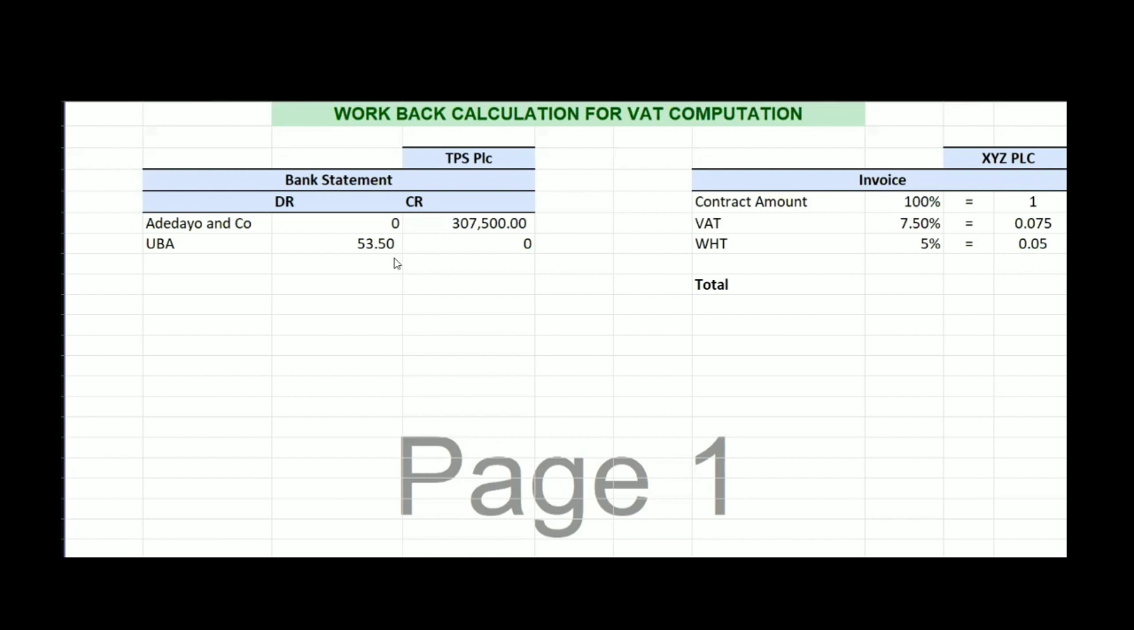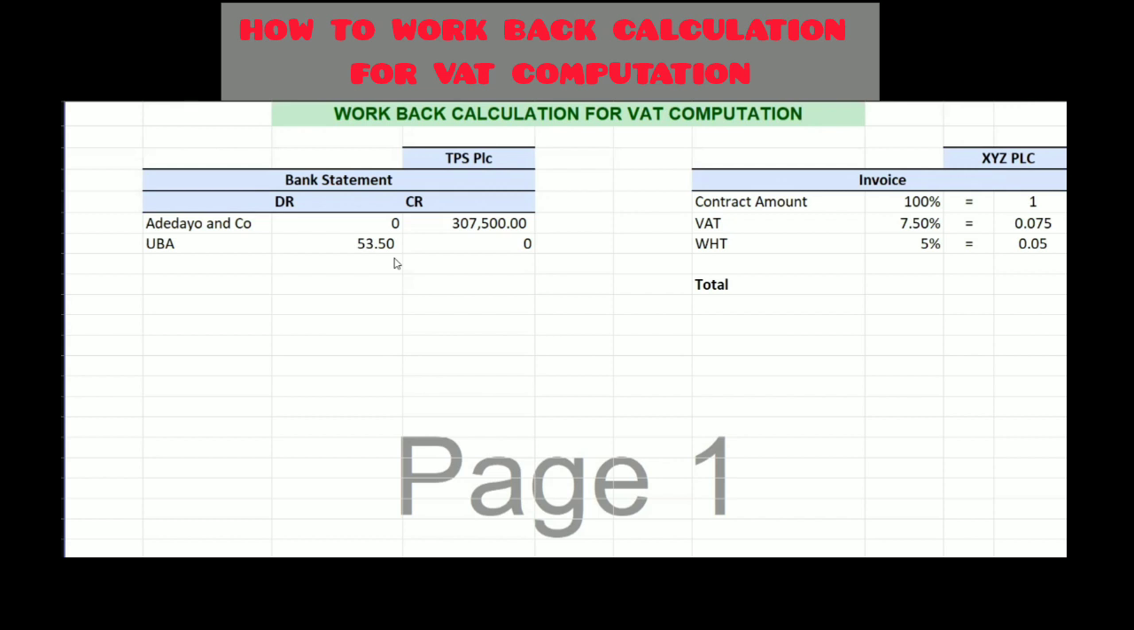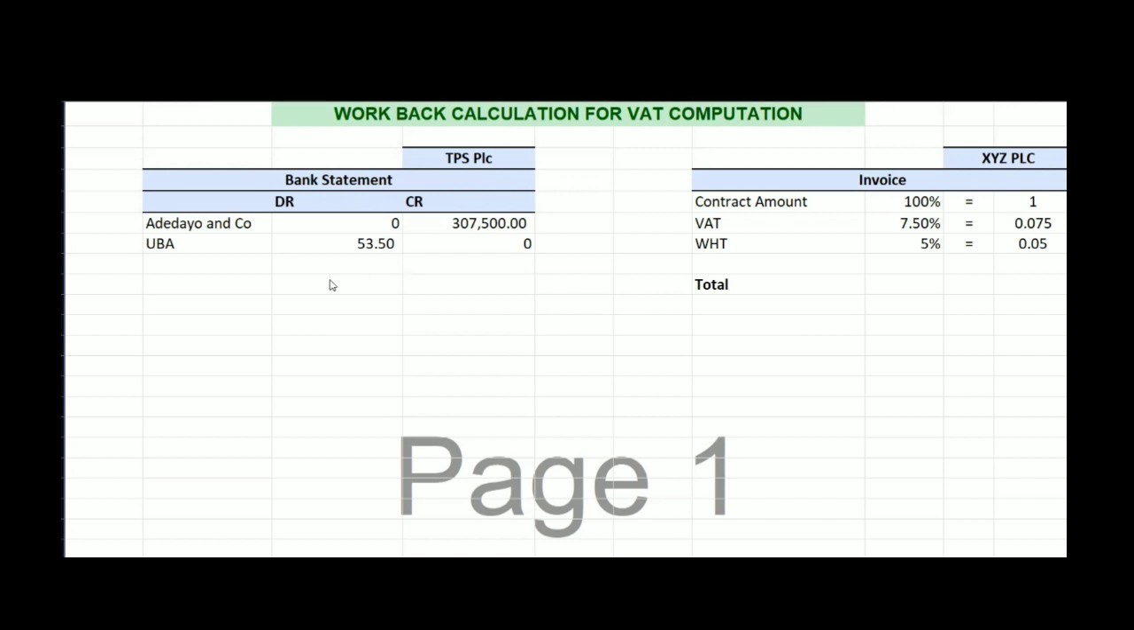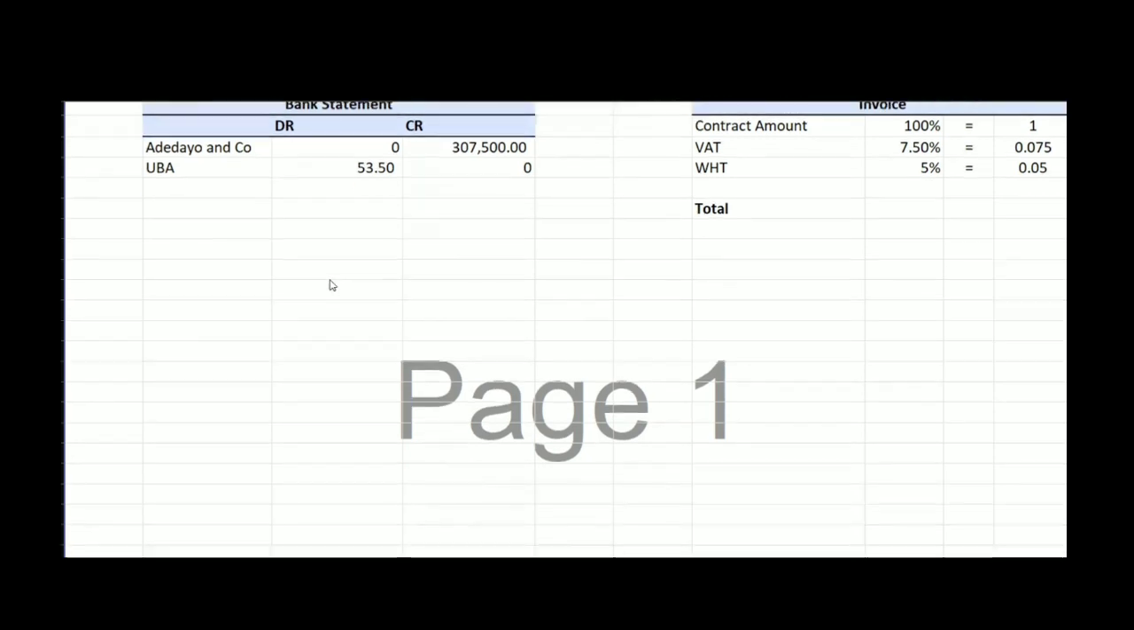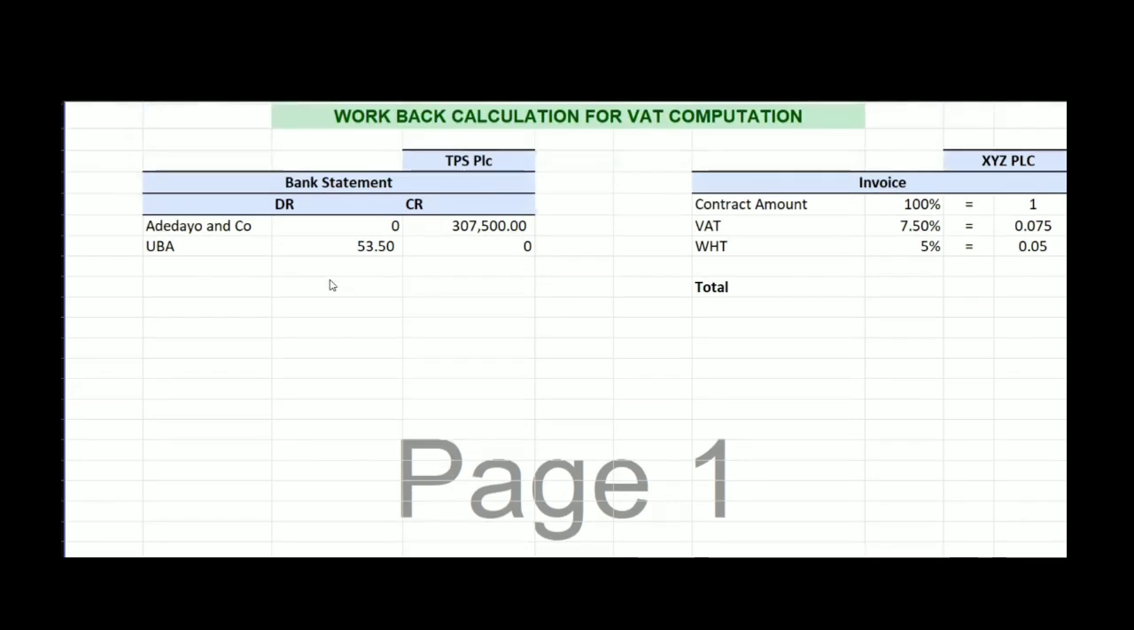So today we are looking at a different thing entirely, and that's how to work back to get VAT computation done, because most times we work with the bank statement and invoices. Those are the two source documents that you need to compute your VAT, and most times you might not get the invoice and you just have only your bank statement. So how do you determine the contract amount of the inflow from your bank statements?